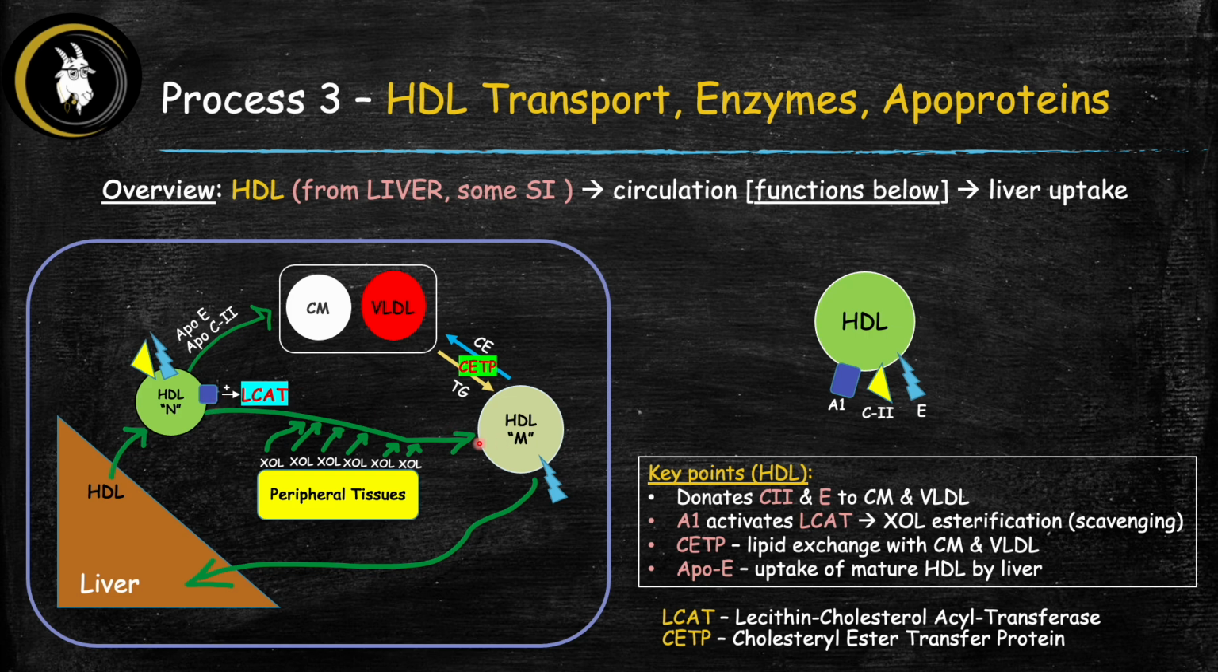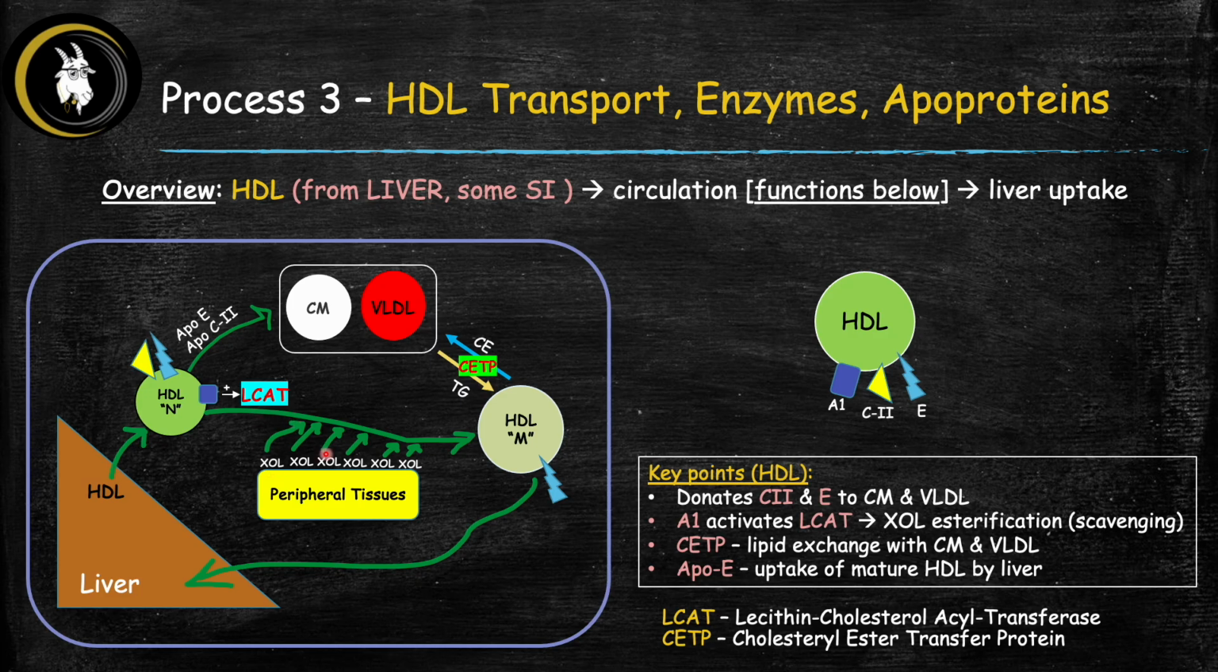And then the other thing that's important is that, remember, one of the other functions of HDL was to exchange lipids with VLDL and chylomicrons by exchanging cholesterol esters with triglycerides. And the enzyme that mediates this, you need to know, is called CETP, and CETP stands for cholesterol ester transfer protein, and you can think of this as, that's its function. It's transferring cholesterol ester to VLDL and chylomicrons, in exchange taking away triglycerides. So that's the second important enzyme associated with HDL.